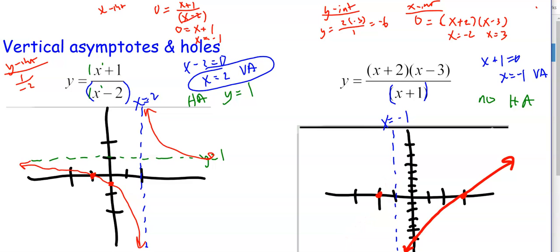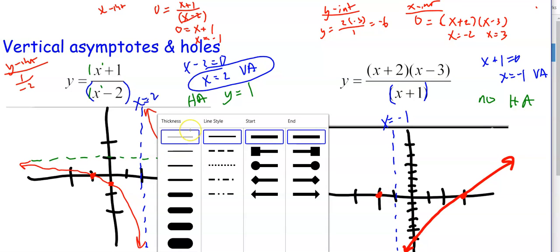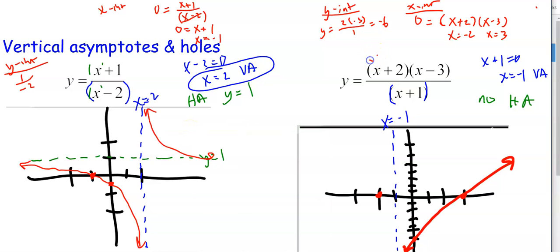I don't know which one it's going to do, so this is a case where I really need to plot another point. Don't plug in negative 1 because that's the asymptote. Don't plug in negative 2 because we already know that. Let's plug in negative 3. If we plug in negative 3 in each place, we get negative 1 times negative 6 over negative 2. So that's really 6 over negative 2, which is negative 3. So when I plugged in negative 3, I got negative 3, so somewhere down here.